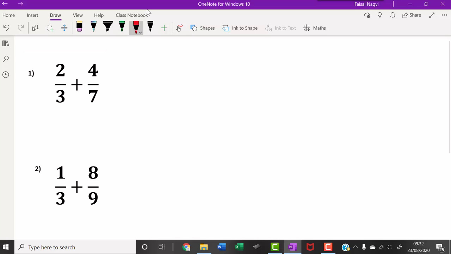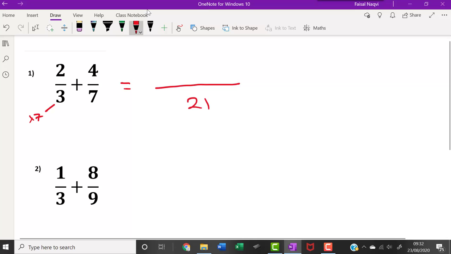Okay, for the first one, we have 2 over 3 plus 4 over 7. The first thing I've got to do is find my lowest common multiple. The lowest common multiple between 3 and 7 is 21. So I'm going to do that first. Then I say, how did I get from 3 to 21? Well, I multiplied by 7.